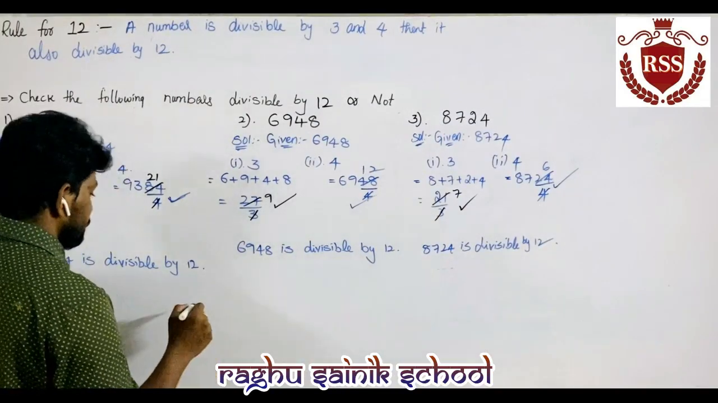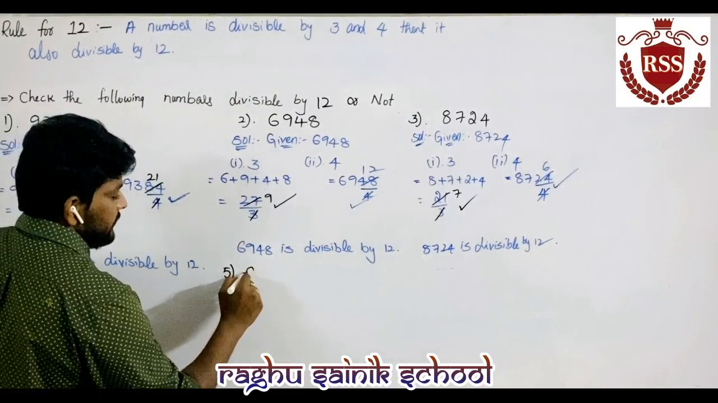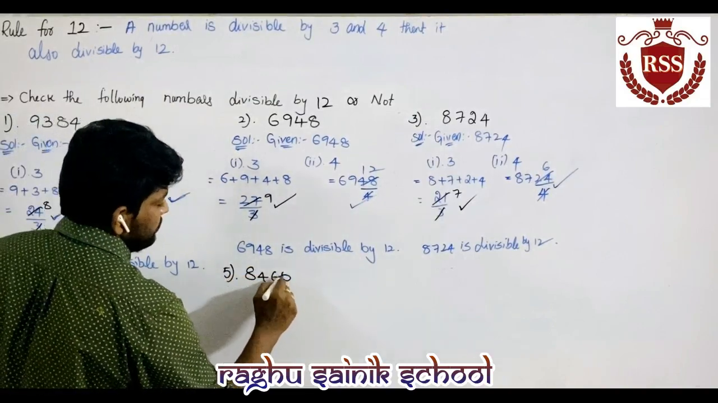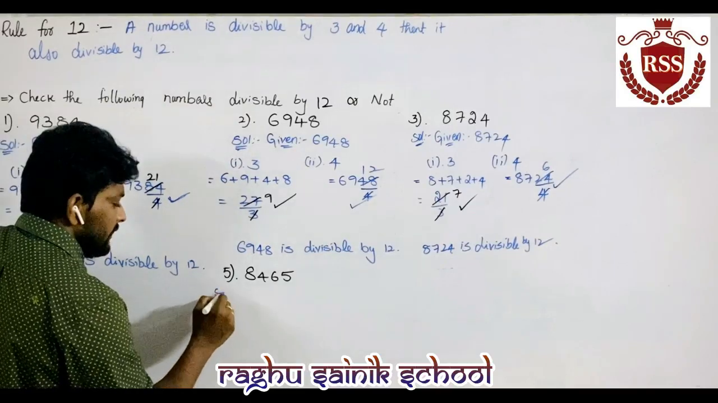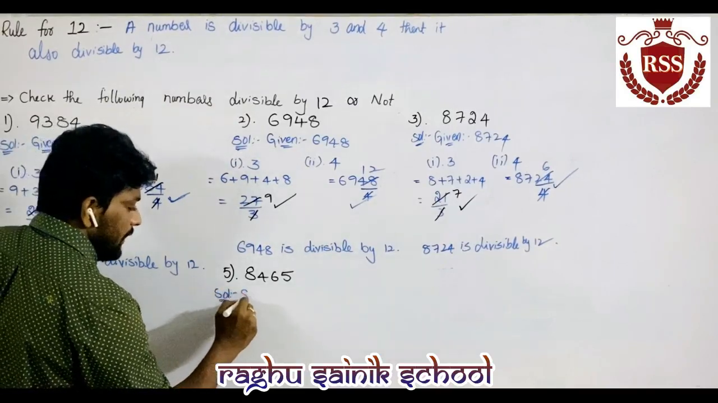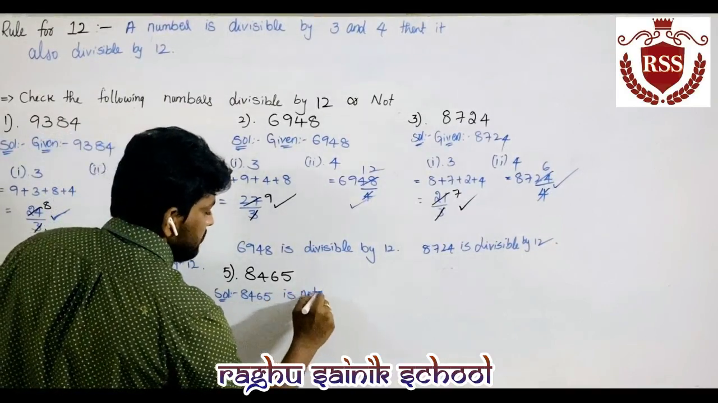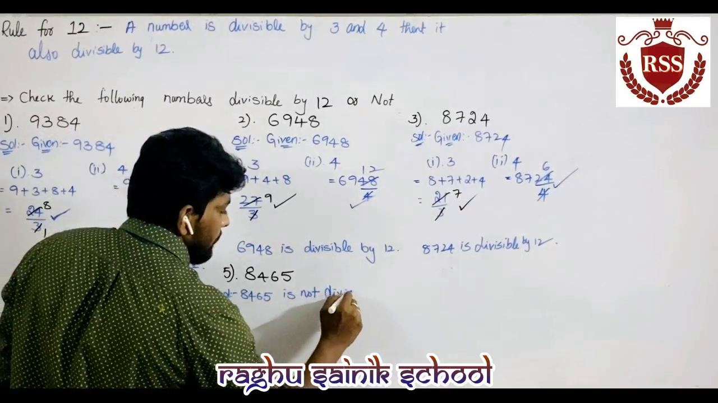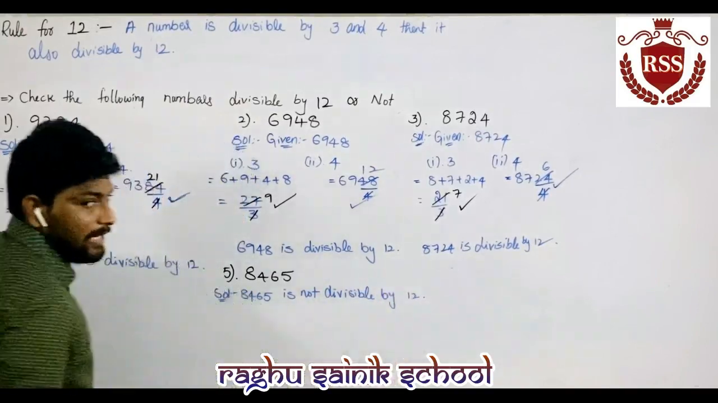Next, another question. The number is 8465. Directly we can say that 8465 is not divisible by 12.